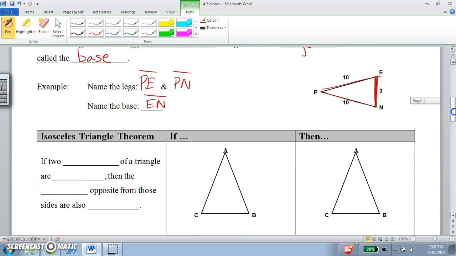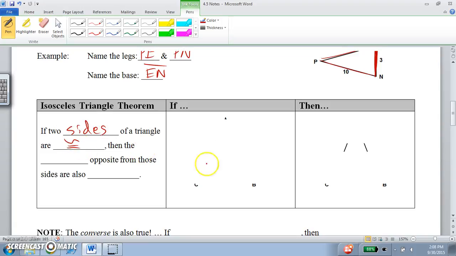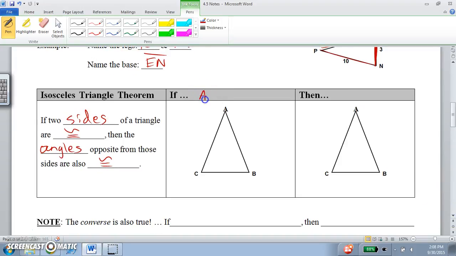So, isosceles triangle theorem. If two sides of a triangle are congruent, that makes it isosceles. So if two sides of a triangle are congruent, then the angles opposite from those sides are also congruent. So in this diagram here, if AC is congruent to AB, these two sides are congruent, then angle C is congruent to angle B. So these two angles are congruent.